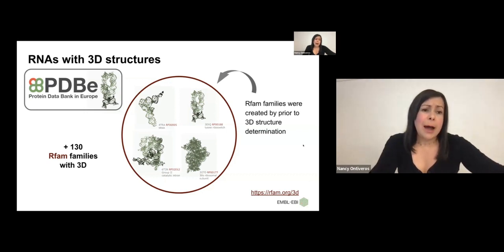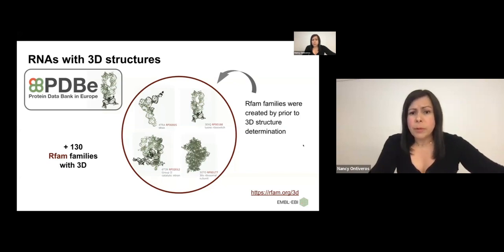But now we have found that more than 130 families in Rfam also have structure information in PDBe, the Protein Data Bank in Europe. So we are reviewing each of these non-coding RNAs and making any update that has to be made to correct the secondary structure. So I'm going to go through two examples.